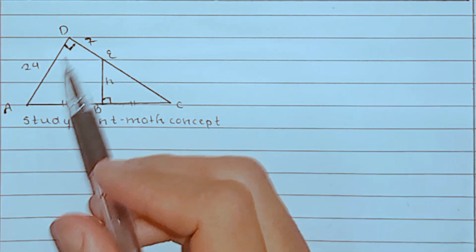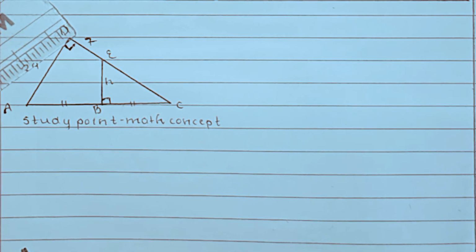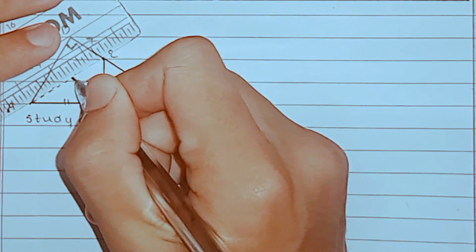Now we have AD to be 24 centimeters and DE to be 7 centimeters. So before beginning this question, we'll draw a construction from A to E. Okay, so we have drawn the construction.